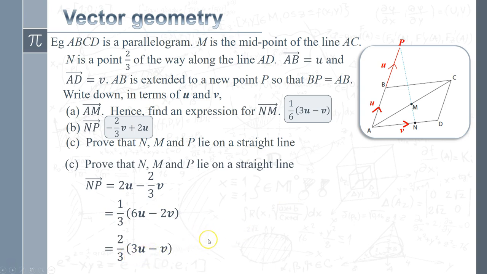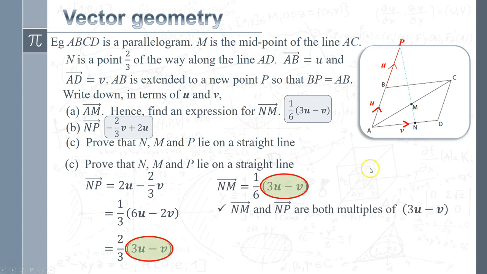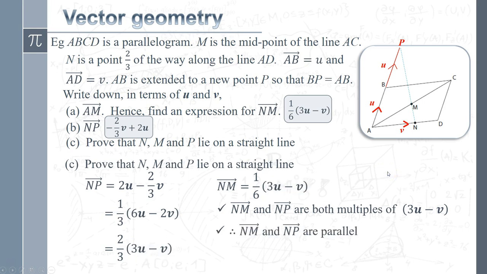Now, the reason that the factorising is important is because if we go back and have a look at what we had from NM, which is that bit there, it is 1/6 (3U minus V). So we've got the 3U minus V here, 3U minus V here, and this is the crux of vector proofs. Because what we can say is that those two vectors, NM, which is that little one there, and NP, which is all of that there, are both multiples of 3U minus V. And so what that tells us is they're both going in the same direction. So we know straight away that NM and NP are parallel.